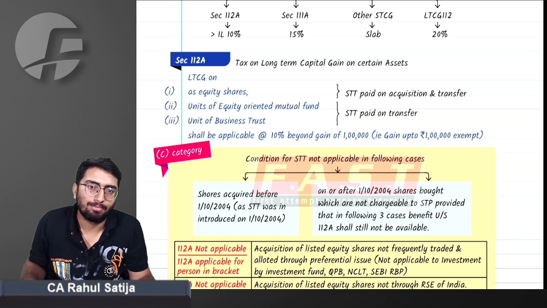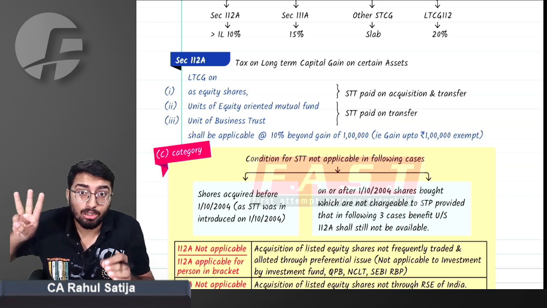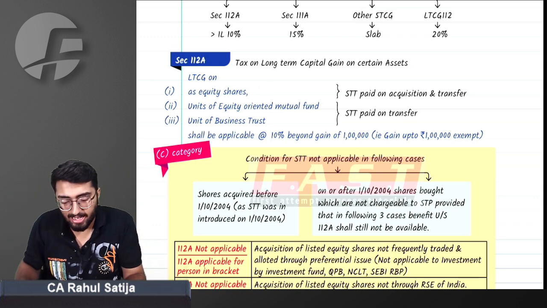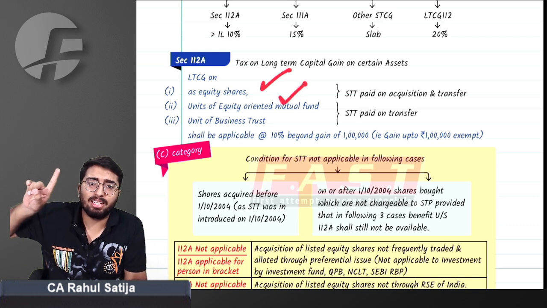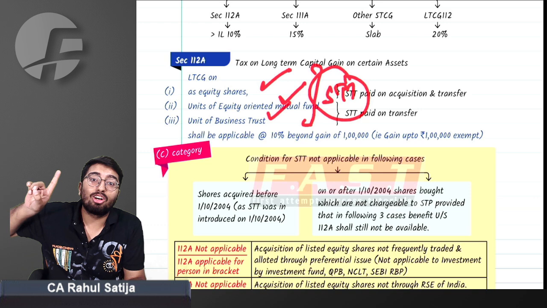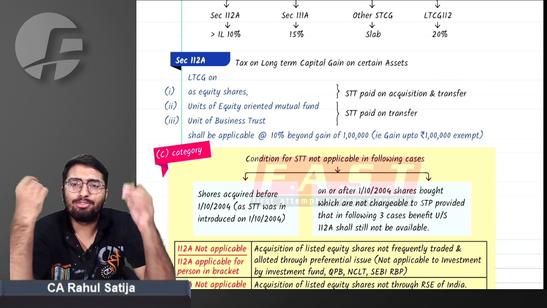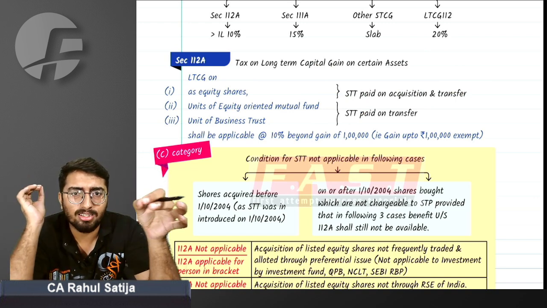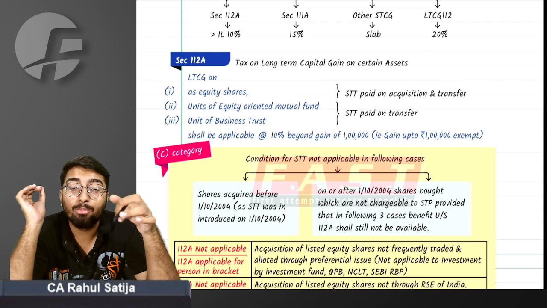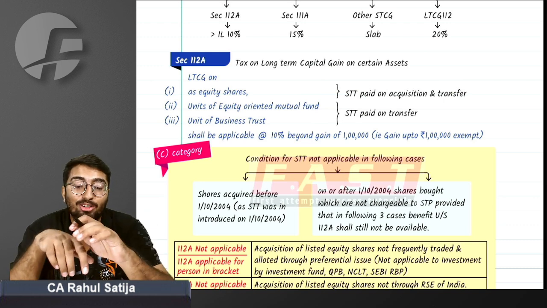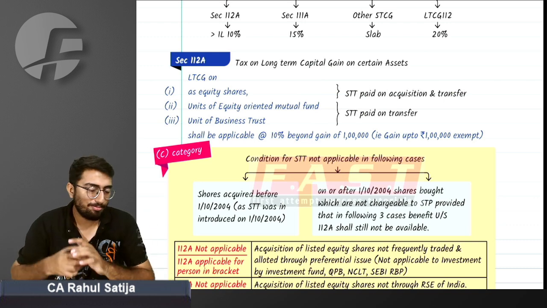But there are three cases where even if you pay STT now, you will still not be eligible for 112A. Even if you are selling listed equity shares, listed equity-oriented mutual funds, or listed units of business trust, and you are paying STT, you will still not be eligible for 112A. Sir, what are those three cases? Do brief us. What if you bought such shares, such mutual funds, or such units of business trust from a non-recognized stock exchange? You bought it from Delhi Stock Exchange, you bought it from Kolkata Stock Exchange. Is it possible to buy from them?